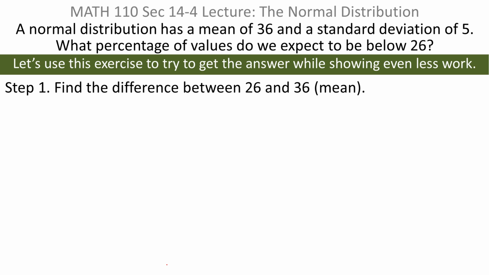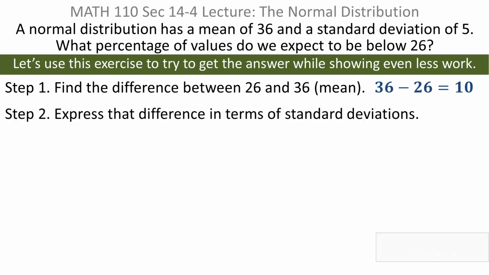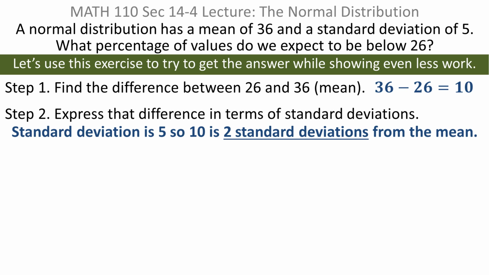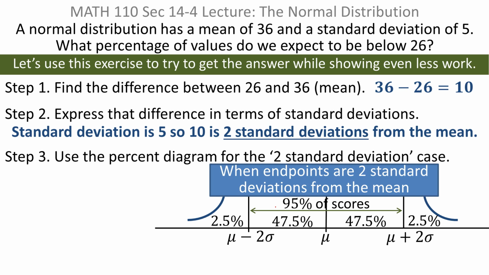The first thing we always want to do is find the difference between the mean and the value they ask about. The value they ask about here is 26. The difference is 10. We want to change that to standard deviations. The standard deviation is 5. That's 2 standard deviations. 5 plus 5 is 10. There are 2 standard deviations inside of 10. So that tells us we're using the middle line for our rule. And if we've learned those numbers, we know the percentages for that middle line.